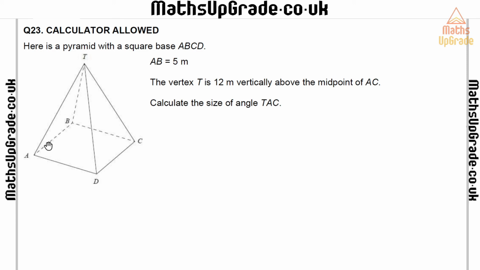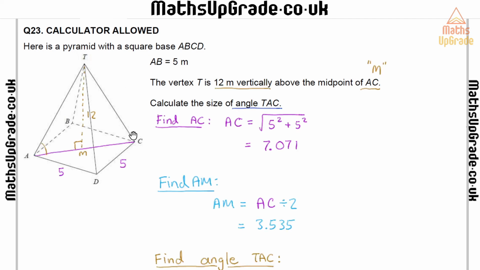Question 23. Like the previous question, I'm given a pyramid with a square base ABCD. I'm told that AB equals 5 meters and the vertex T is 12 meters vertically above the midpoint of AC. Calculate the size of angle TAC. TAC is this angle here. So if I just label up that pyramid with those measurements, I'm calling the midpoint of AC point M. Okay, and this is the angle I need to work out here.